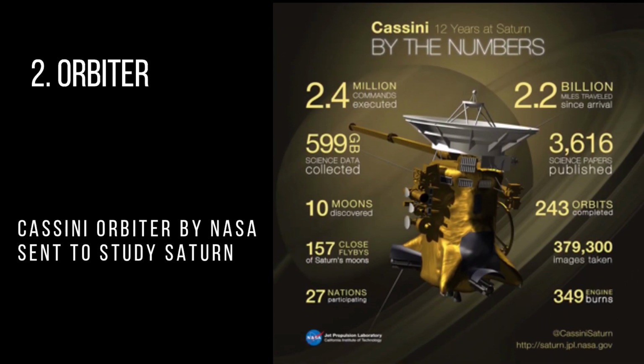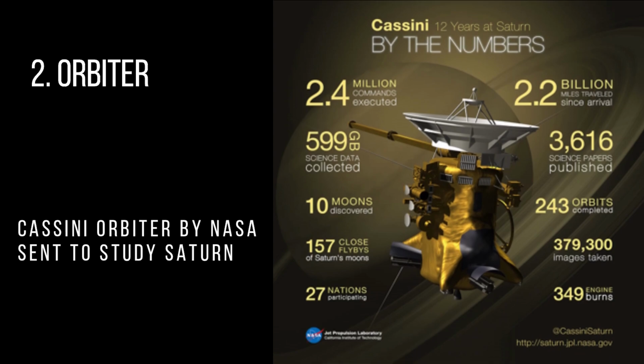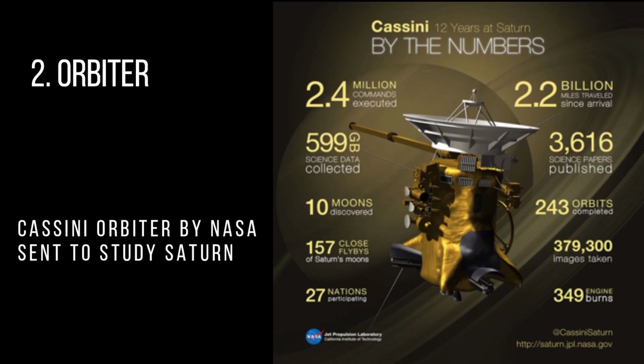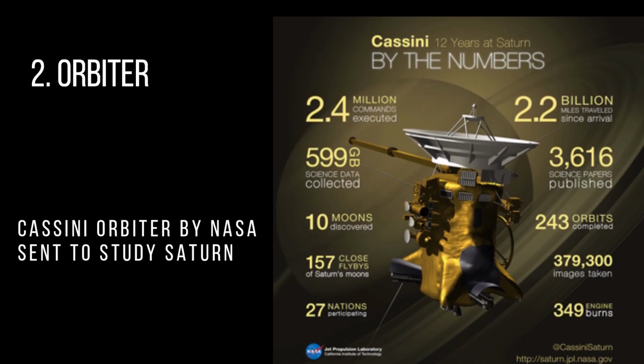Orbiter. An orbiter is a probe that is sent to a body and continuously orbits it for the duration of its mission life. And in this picture we can see Cassini, which orbited Saturn for 12 years.